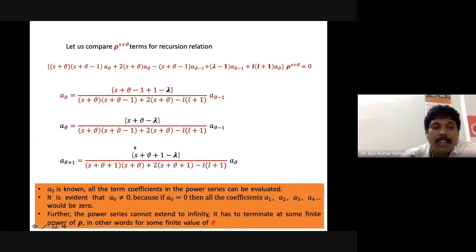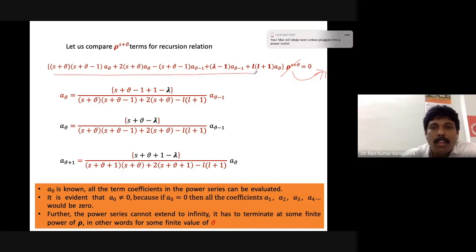Then rho to the power s plus nu you can cancel out, and essentially what you have is this one. You try to simplify it. How do you do that? There are certain terms with a nu, and certain terms with a nu minus 1. So you can combine the a nu terms, and also take the summation of the a nu minus 1 coefficients. All the a nu coefficients you can keep on one side, and the other one you can take to the other side. That is what is done here.